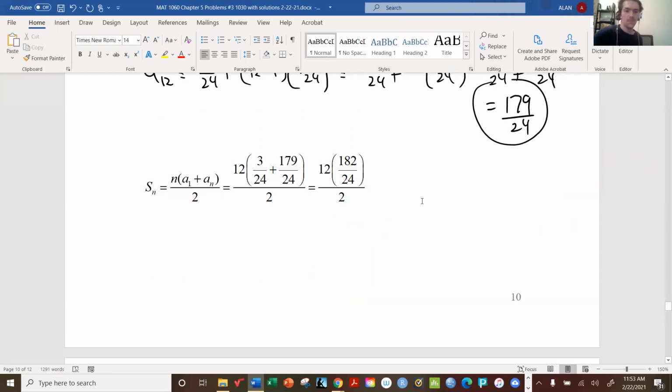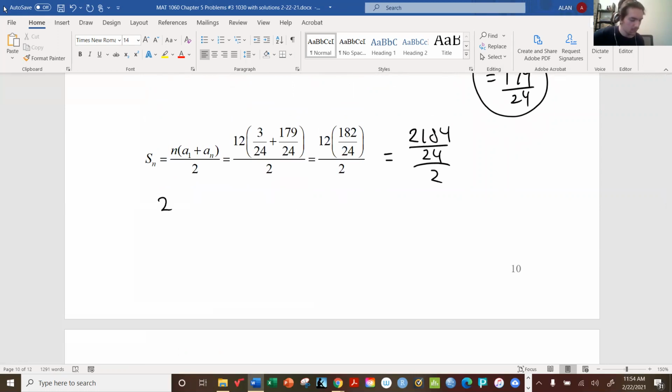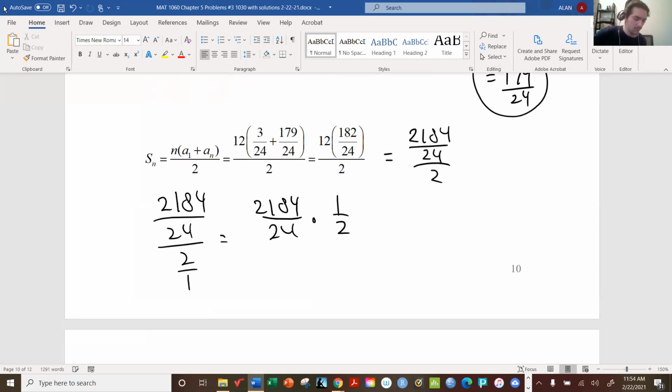All right, so we start by multiplying 12 times 182. Wow, that's a big number. 2184. Now, here's where we have to watch it. I'm going to rewrite this as 2 over 1. And you might recall that dividing by a ratio like that is equivalent to multiplying by its inverse.